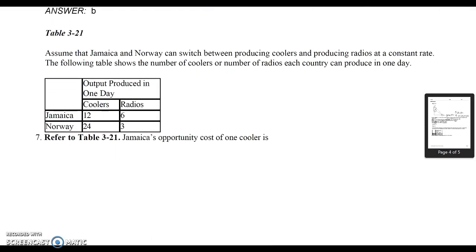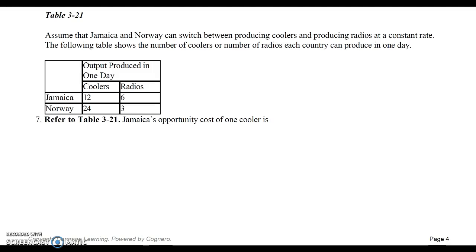All right, number 7. 7 is where we start getting a little bit more complicated in our answers and what we have to do. So it says, assume that Jamaica and Norway can switch between producing coolers and producing radios at a constant rate. The following table shows the number of coolers or the number of radios each country can produce in one day. We want to know Jamaica's opportunity cost of one cooler. So Jamaica can produce 12 coolers or 6 radios. So we're going to set this up as an equation.